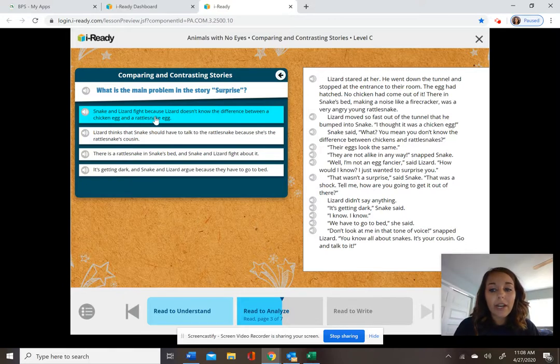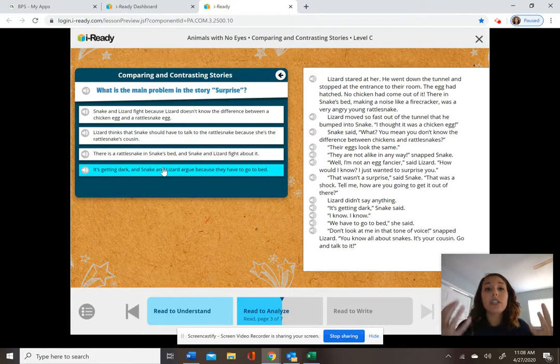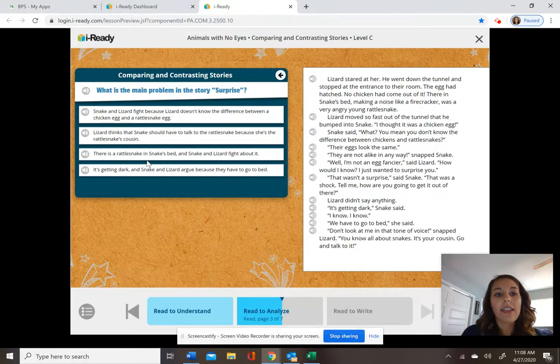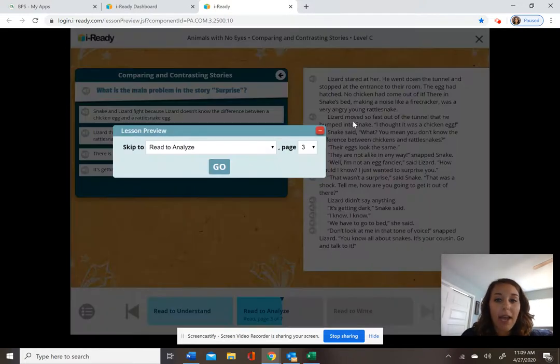Lizard may not know the difference. Lizard might think he has to talk to him. There may be a rattlesnake in the bed, or it might be getting dark. So which one is the biggest issue, the biggest problem here? And I'll give you a hint. I actually got this one wrong because I thought that something that does happen and is true was the biggest problem, but it's not the biggest problem of the whole story. What's the biggest problem of the whole entire story? How it impacts these characters. So we'll go to page 4.